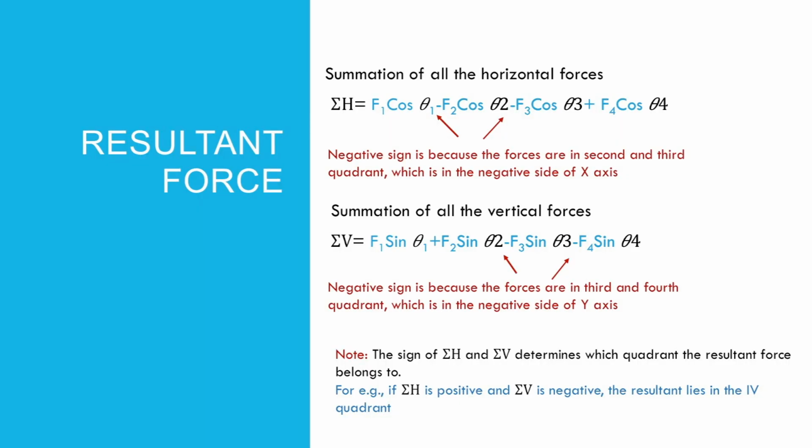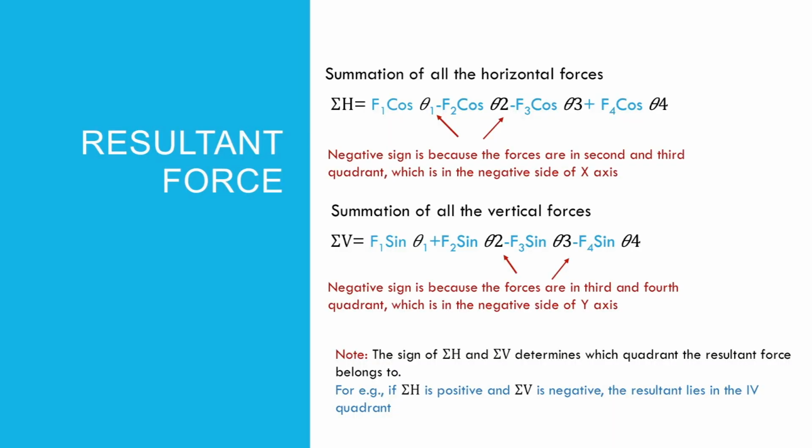Now, to find the resultant force. As we said earlier, our aim is to find the resultant force, that is the net effect of all the forces acting on a particular object. Each and every force that is acting is divided into a horizontal component and a vertical component. So, when there are 4 forces, as I showed you earlier, there are 4 horizontal components and 4 vertical components. Now, we will add all the horizontal components together and all the vertical components together.